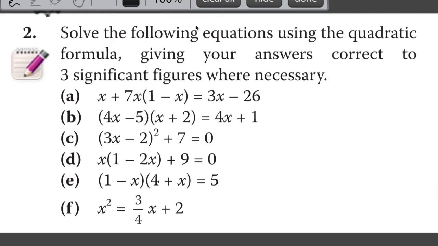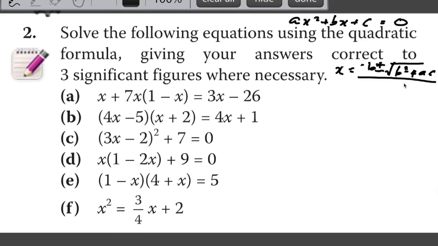So the general equation is ax squared plus bx plus c equals 0. This is how you usually want your quadratic equation to look like. And the formula is x, whatever x you want to find, equals negative b plus or minus square root of b squared minus 4ac, over 2a.